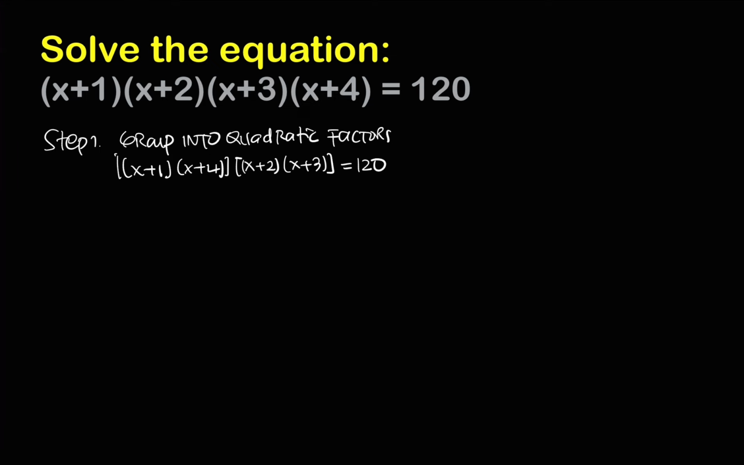Then we can expand the first one. That's x squared plus 5x plus 4. And then another one is x squared plus 5x also, but this is plus 6, equals 120. Now you can see that this x squared plus 5x, this is also x squared plus 5x. We move to step 2.